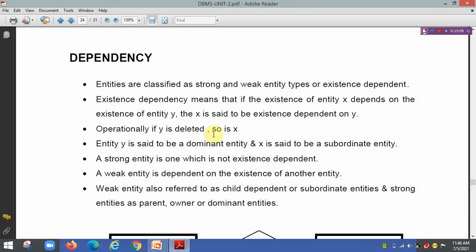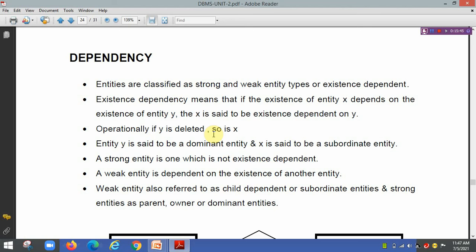The X entity is dependent on the Y entity. If the Y entity exists, then the X entity also exists. If the Y entity is deleted, then automatically the X entity will be deleted. So here entity Y is said to be a dominant entity, and X is said to be a subordinate entity. That means Y dominates the X entity. If Y exists, then X exists. If Y is deleted, X is automatically deleted.